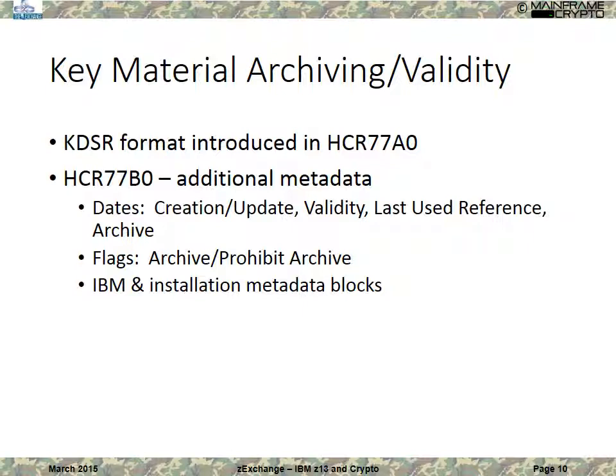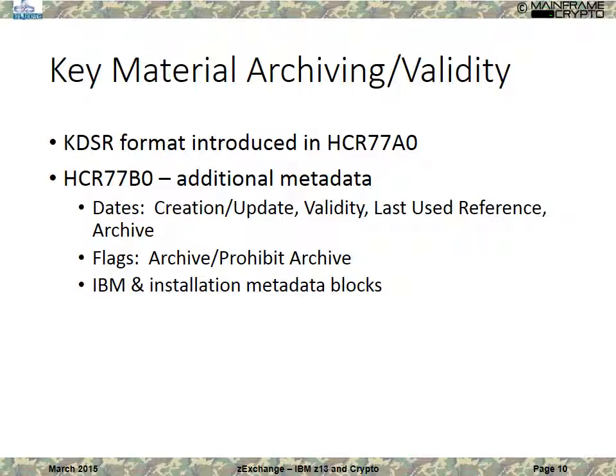One of the big things that people have been asking for is the ability to look at keys, look at when they were created, when they were updated, when they were last used. So there are several new fields in the HCR77Baker0 version of the KDS to keep track of those things and to record the date when it was created, the date when it was updated, the date when the key material was last used. There are also some archive flags so that you could archive a key. The idea here was that customers wanted to be able to retire a key, and that is, no longer make it available.